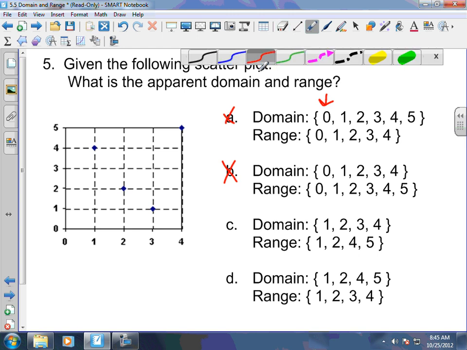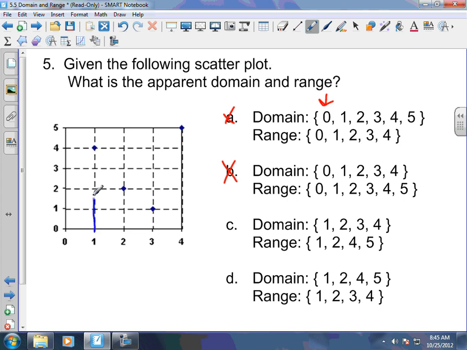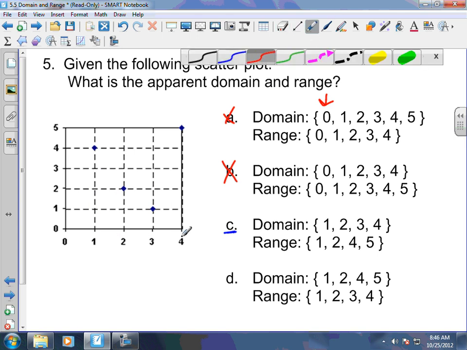So now I go to this one. 1 on my x-axis. Is there a point on 1 on my x-axis? Is there a point? Yep, that can be it. Is there a point at 2? Yep. Is there a point at 3? Is there a point at 4? So this one's a possibility. But I have to also check my y-axis. So let's check the y.